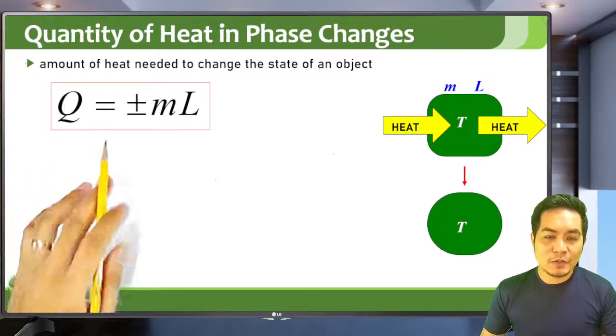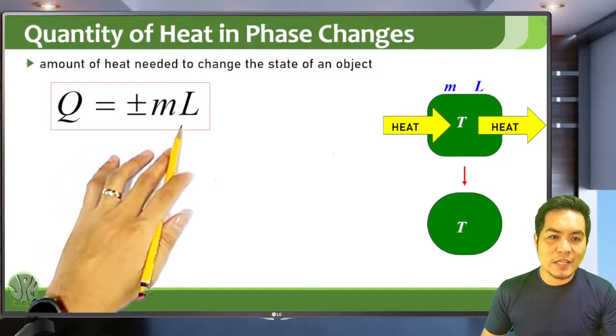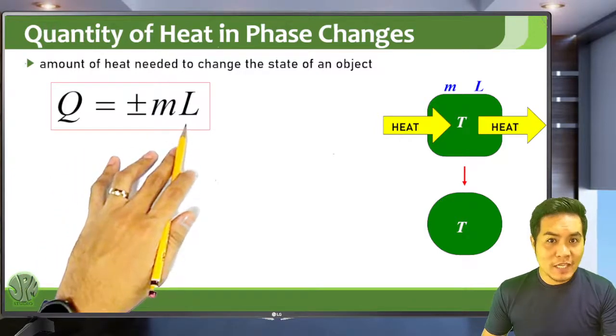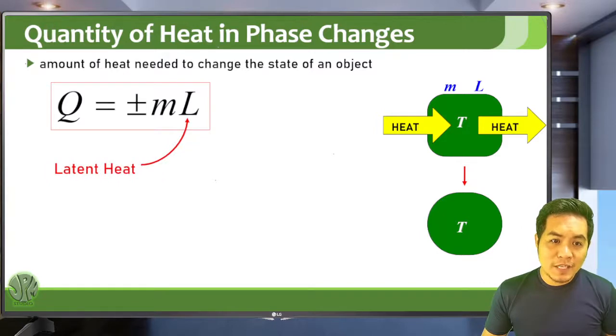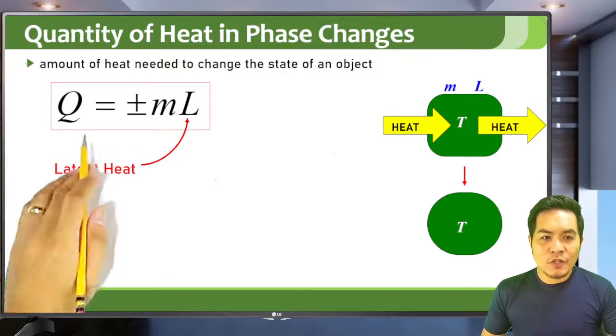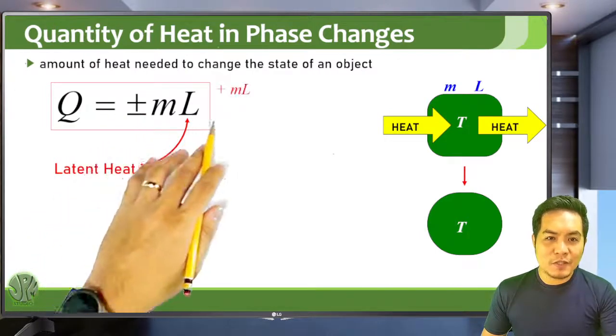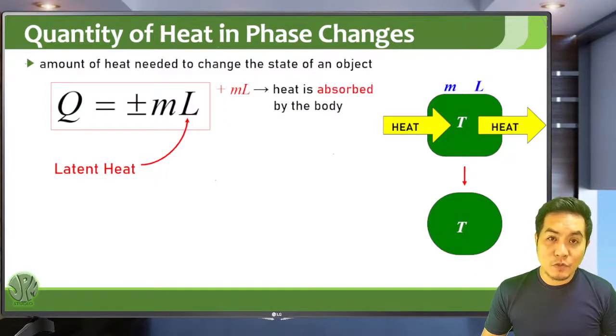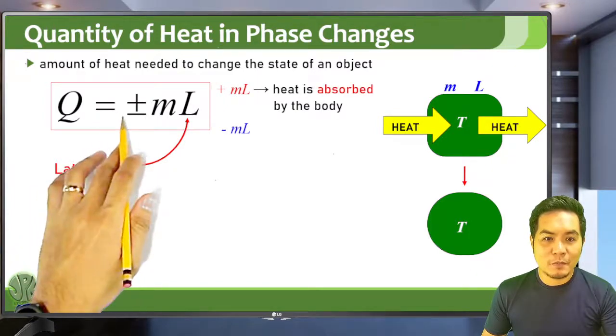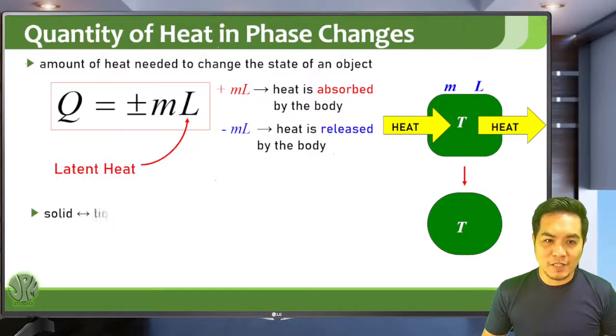So the amount of heat needed to change the state of the object depends on the mass of the object and the latent heat. So L is similar to the specific heat. It's just a different property of a material. So as of this point, a material can now have a coefficient of linear expansion, coefficient of volume expansion, specific heat, and this one, the latent heat. So you will notice that there's a plus and minus here. You use the plus formula if the heat is absorbed by the body. You use the minus formula if the heat is released by the body or the object.